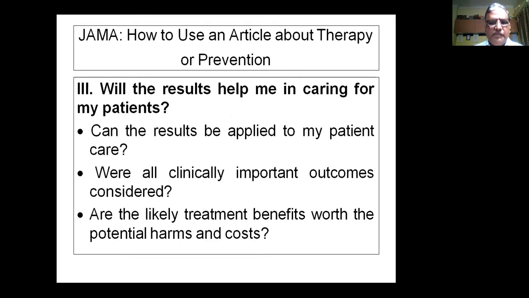And if the effect size is good and confidence intervals are narrow, then you would ask the question, will these results help in caring for my patients? Are my patients similar to those in the study? Were all clinically important outcomes considered, or are side effects and long-term outcomes not described? And are these treatment benefits worth the potential harms and costs? So this is how these JAMA guidelines were used.